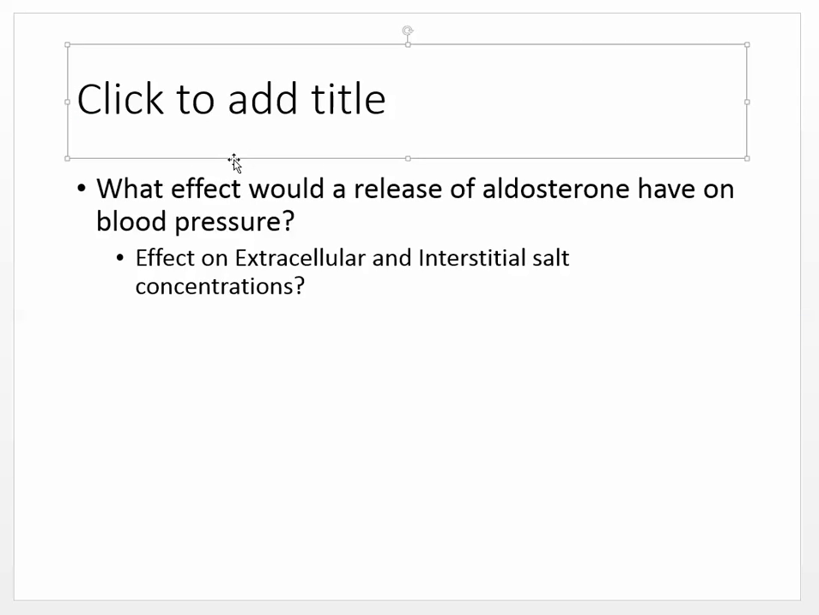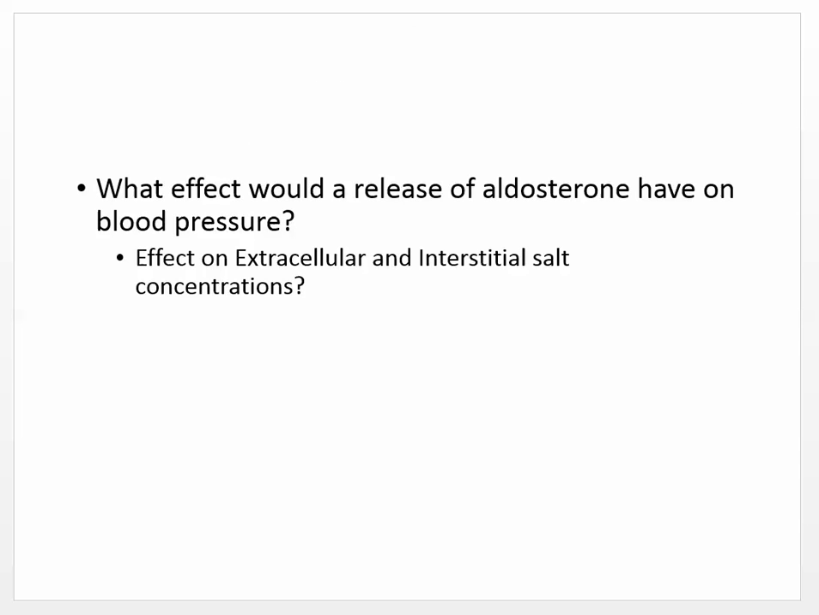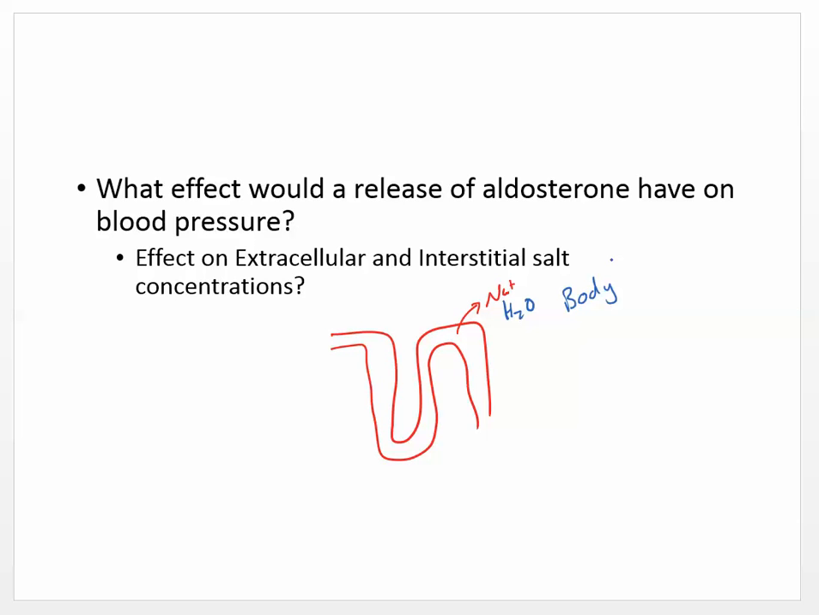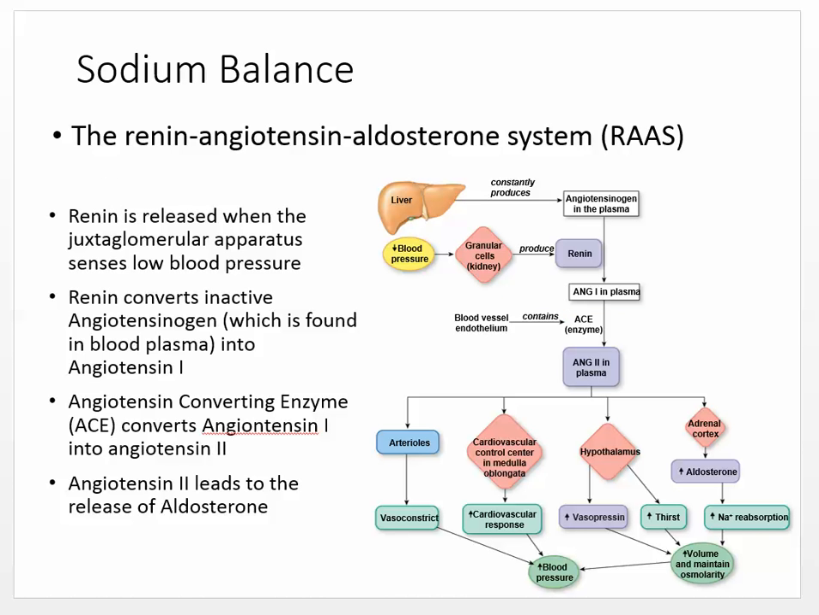Okay, so let's ask this question. This is a fair question. What effect would the release of aldosterone have on blood pressure? I just answered that actually. If we have sodium in the distal tubule being reabsorbed, that's what aldosterone causes to happen, then we need to have water around that. If we have more water, this is associated with the body. If we have that, then we have an increase in blood pressure. I go over that because it's an important thing, and I'll ask that a couple of times on the exam.